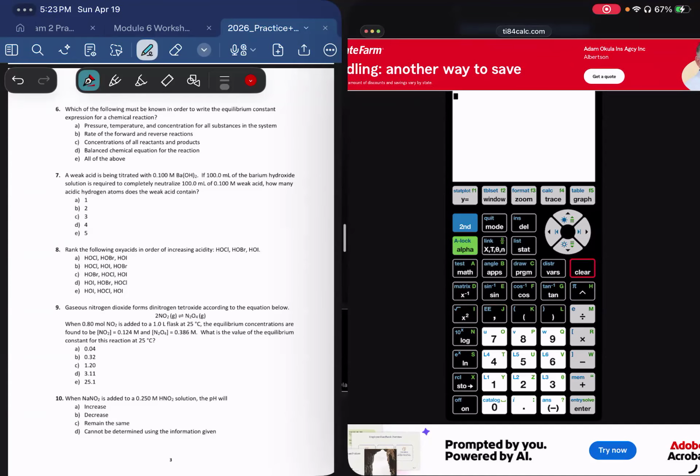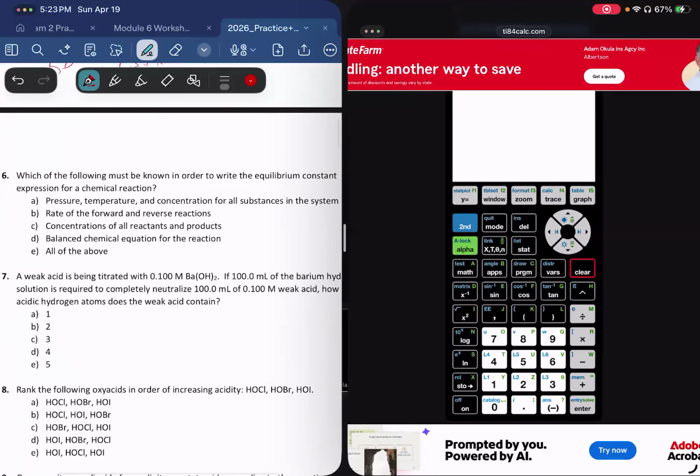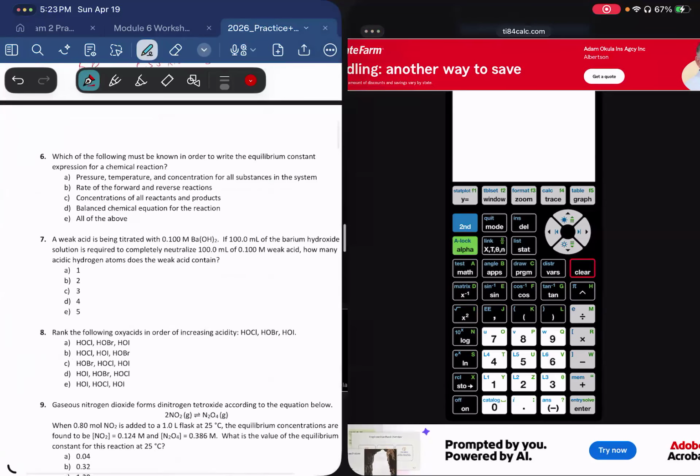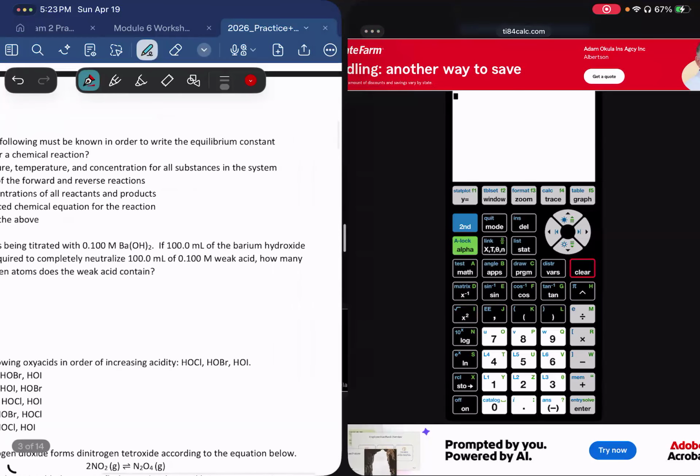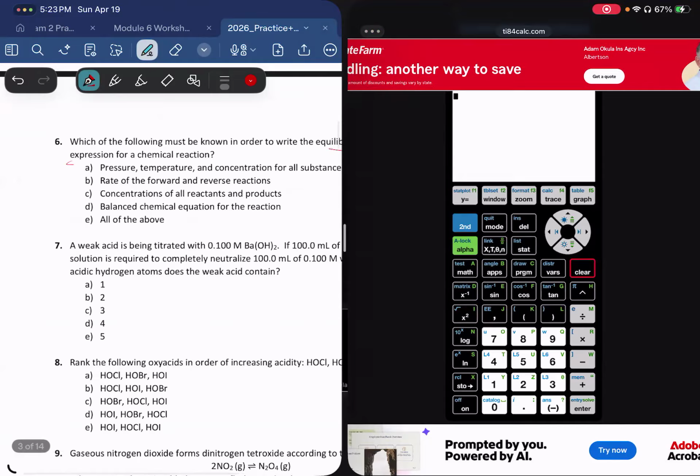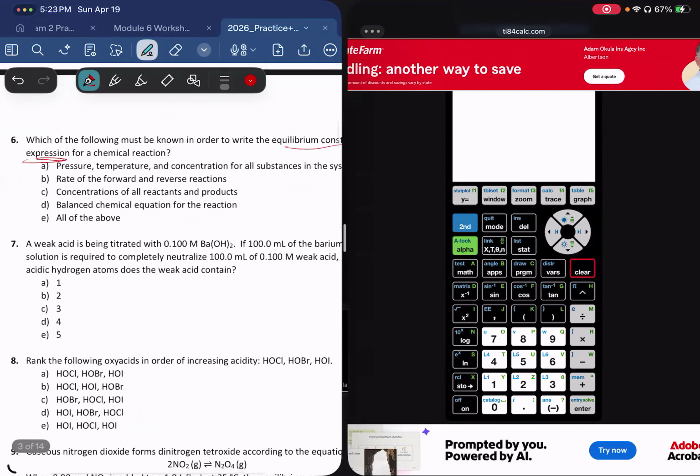Alrighty, let's go over this. So, six, this is a concept question. Which of the following must be known in order to write the equilibrium constant expression for a chemical reaction? If you can recall, it's basically the balanced formula. Equilibrium constant expression is the key term, right? So you don't need the pressure, you don't need the rates, and you don't need the concentration. You just need the balanced formula.